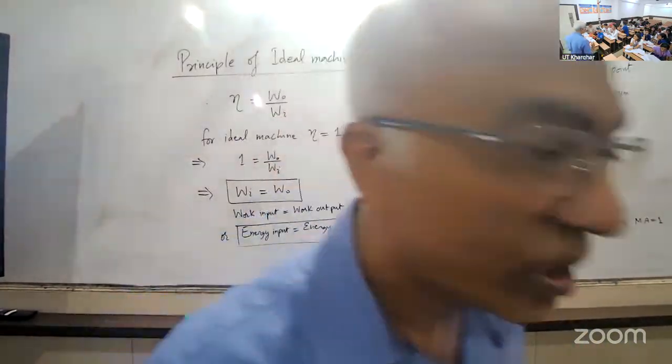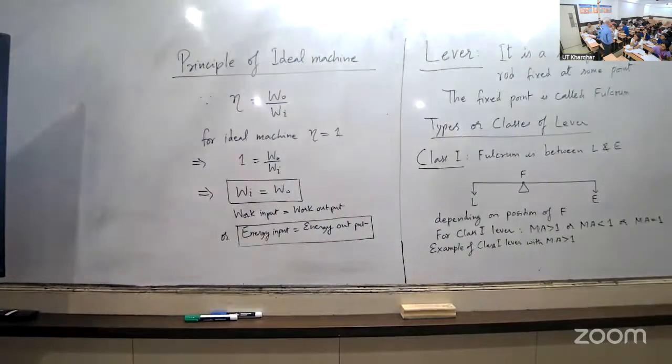Can you think of an example of class 1 lever with mechanical advantage greater than 1? What is the condition?